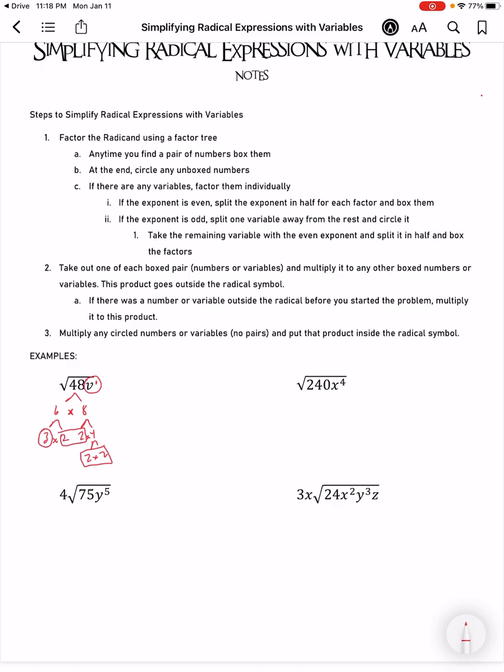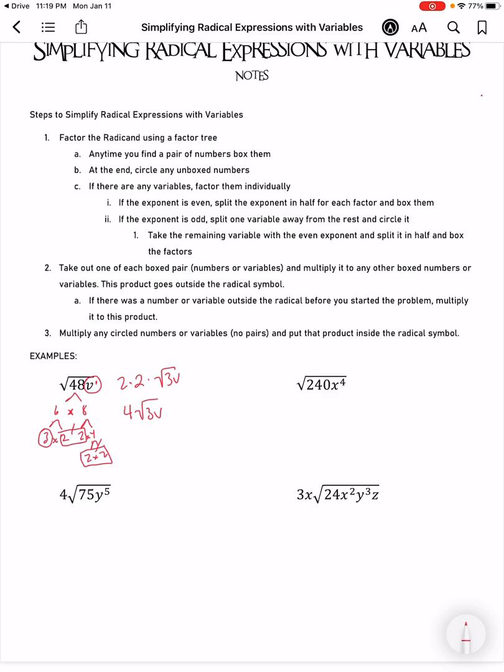All right, again, as we did in the last lesson, we're going to take anything that we box. We're going to bring one of those out, 2 from this set right here, and then 2 from this set right here, 2 times 2 times, and then underneath our radical symbol, we're going to have the 3 and the v. So the answer to this one, 2 times 2, is 4 times the square root of 3v.